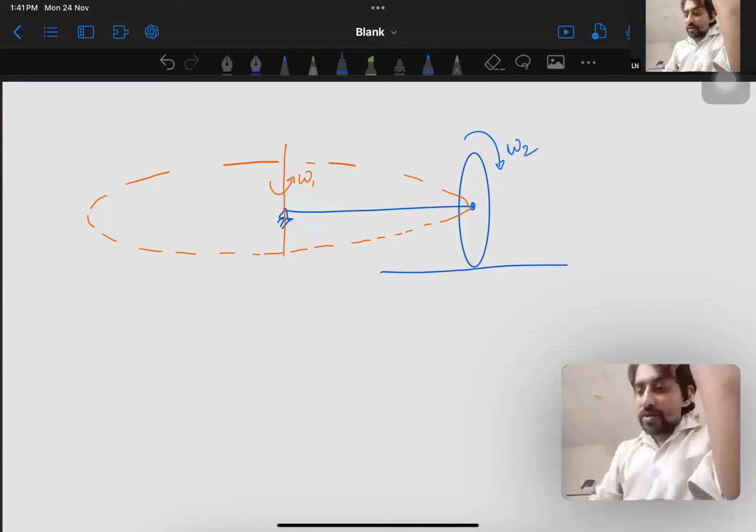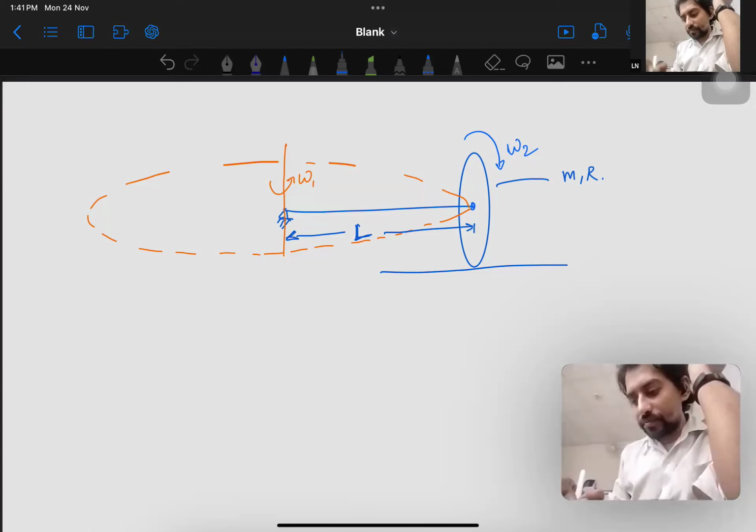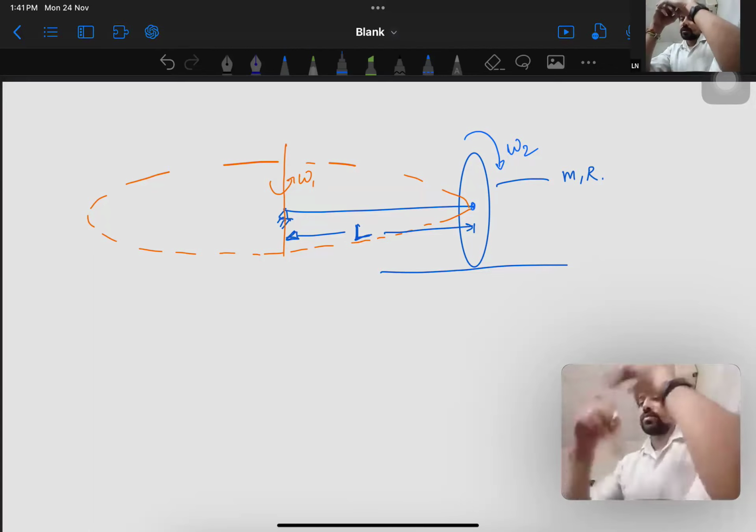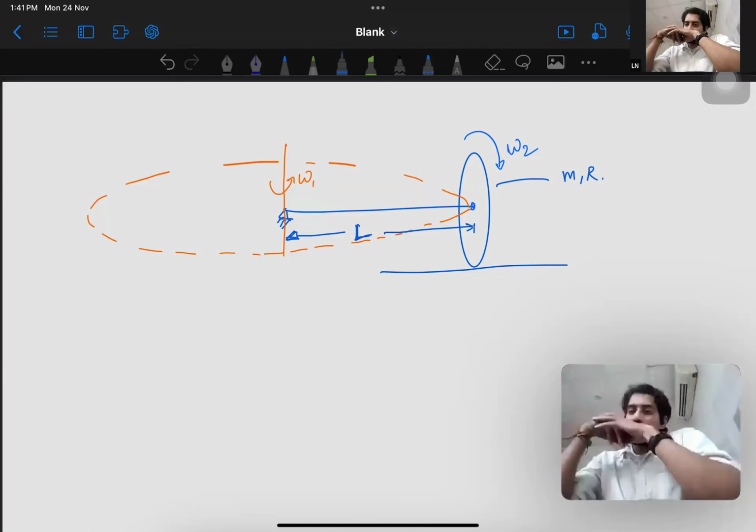And what is this object? This object over here, let's say it's a ring. Mass is m, and the radius is r, and this distance over here is, let's say, L. So we want to find out what the kinetic energy is.